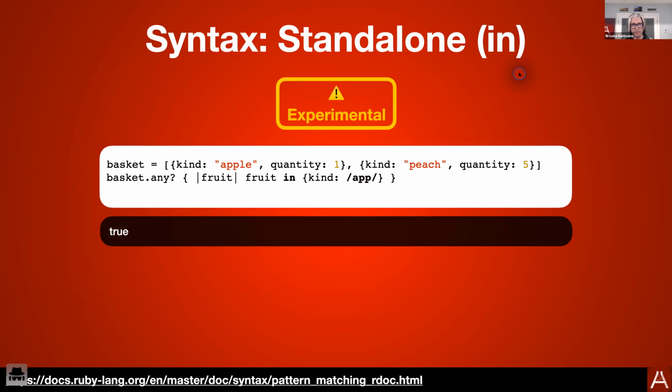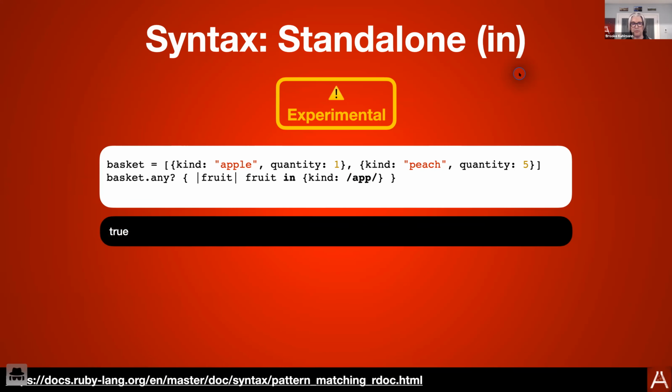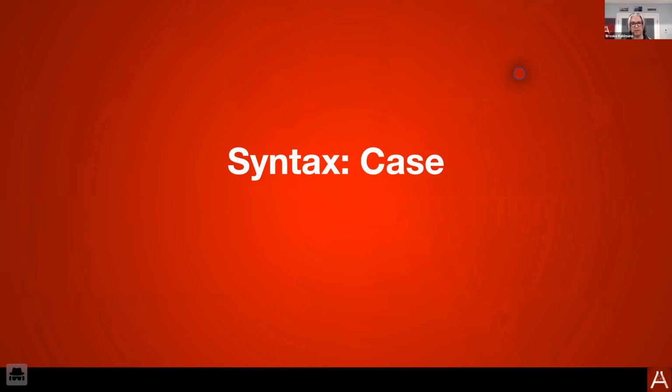So what's really nice about this is it's going to spit out true because we're just asking it, hey, does any of these fruits in our basket match? And in fact, they do. The reason they do is because Apple matches the APP in the regular expression, but Peach does not. And so it comes back as true. So this is a nice way to have a one-liner to actually use a pattern match to check to see whether we have something or we don't. So pretty cool. Again, that is experimental.